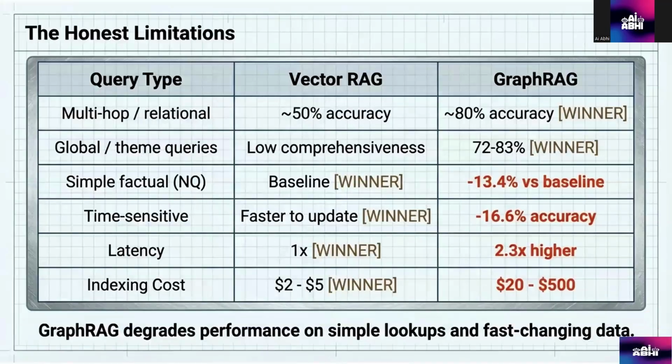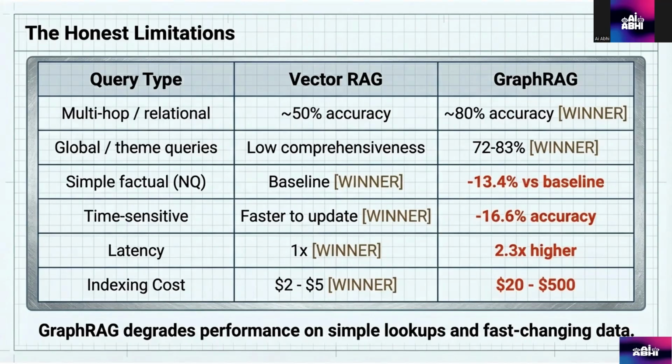So where GraphRAG loses: the honest limitations. This is where most tutorials stop, so we are not going to do that. The first one is simple factual queries. GraphRAG achieves 13.4% lower accuracy than vanilla RAG on standard factual benchmarks like Natural Questions, according to Han et al. 2025. For simple lookup, you're adding expensive GraphRAG overhead for no gain.